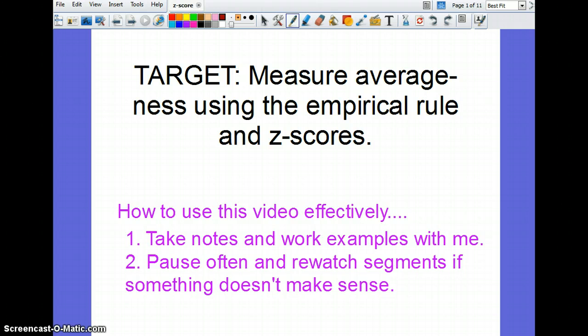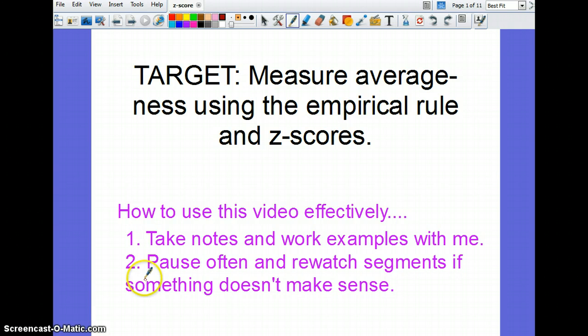Okay, to use this video effectively, I'm basically going to go through the examples pretty quickly because I'm teaching to my computer, so I can't see student reactions. So the best way to use this video is to take notes. Actually copy things down into your notebook, work the examples with me. Since it's a video, you can pause it, so pause it often. Work the example a little bit, watch it a little bit more, and if you need to go back and rewatch seconds of it, absolutely do that as well.